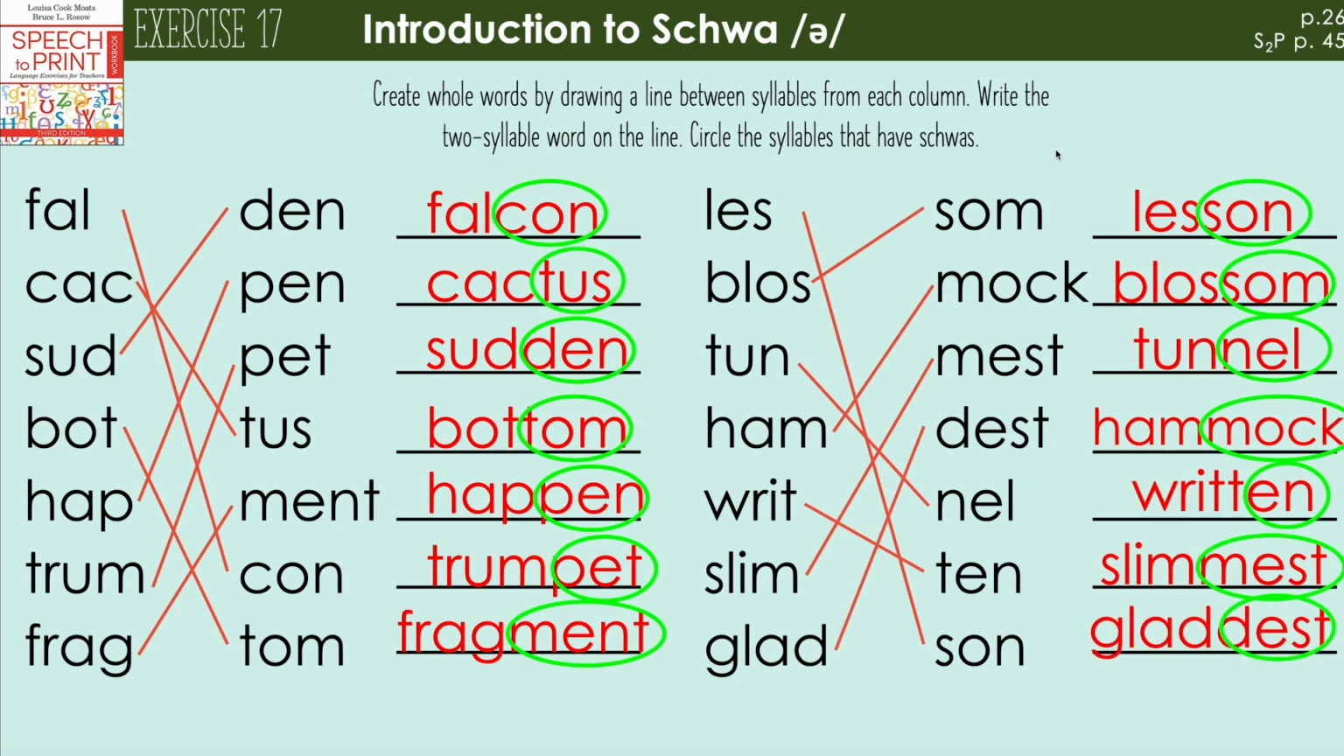Good. Now I'm going to ask an extra bonus. Can you tell which one has the slight uh, or which one has the slight I for the schwa?